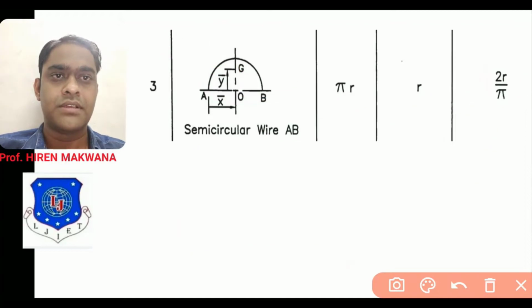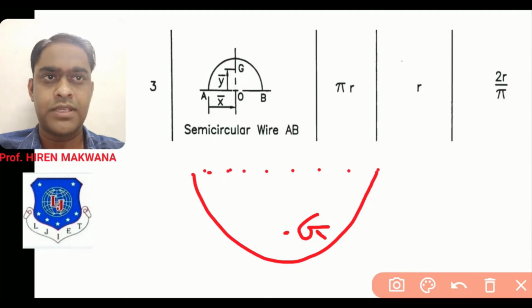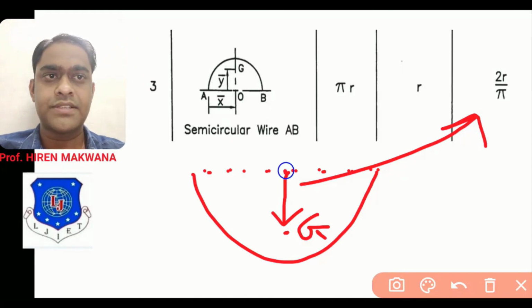But what happens if the semicircle changes position? Let me show you. If this is the semicircular arc now, then where is the CG? The CG will be over here, and from this radius line, the distance up to the CG will be 2r by pi. So now you will get what 2r by pi is. It is the distance from the drawing center of the semicircle to the center of gravity G. So this distance is known as 2r by pi.